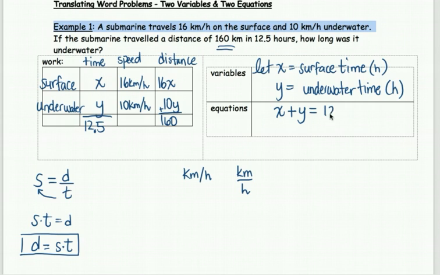So the first equation that we'll have to tackle this problem with is the time equation. So we know it took 12.5 hours altogether, and then the distance is speed times time, and speed times the other time. So for a total distance of 160 kilometers. Okay, so that's it for the distance, speed, time type equations, okay?